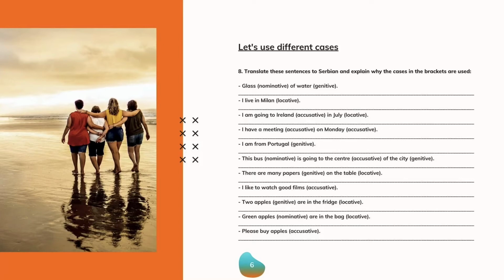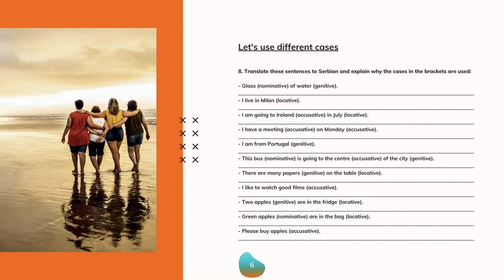Here the endings match, but they're actually different cases. It's just a coincidence. U Irsku, that's accusative feminine singular because the nominative form is Irska. U julu, that's the locative masculine singular form, and masculine singular nouns in locative end in u as well. So just a coincidence.